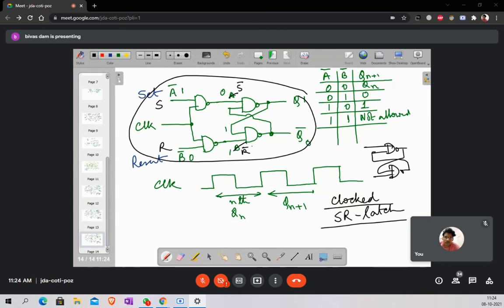How can you have been supplied with one S bar R bar latch? Is there any difference between this module and the S bar R bar latch? No, sir. Because these names have been changed from AB to S bar R bar. So if I talk about one S bar R bar latch, then basically we are talking about this basic NAND latch. And that S bar R bar latch or the basic NAND latch can be made clocked to realize one clock SR latch. And this is the structure of the clock SR latch.